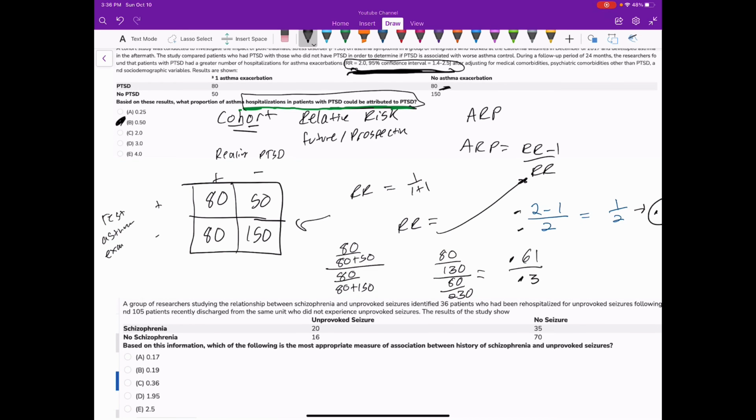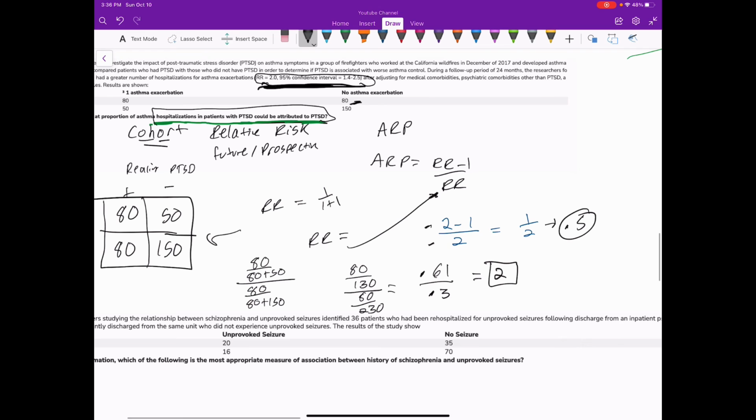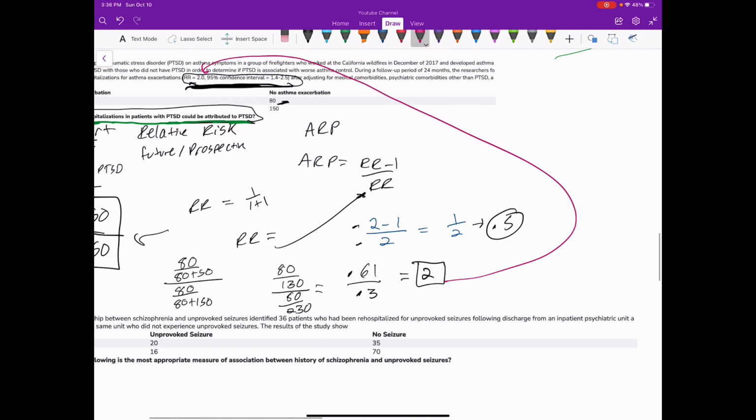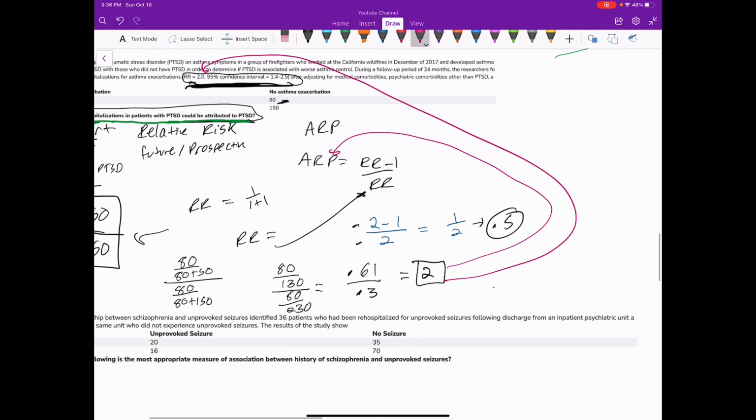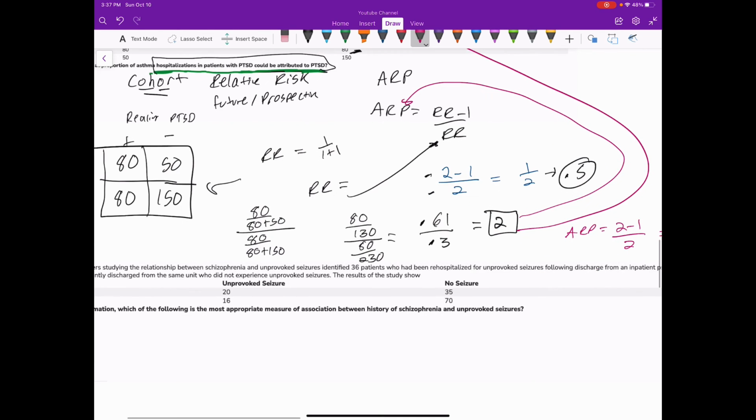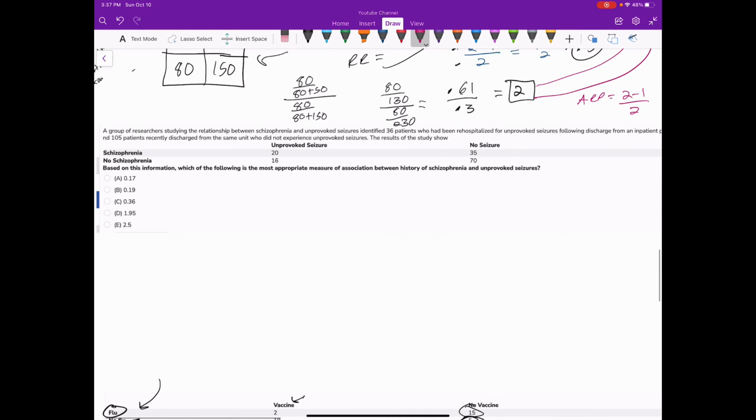And then I'm going to do 0.61 over 0.3, and I'm going to end up with 2. Okay, so we have our number 2. Same exact number that they gave us, right? RR equals 2. And now if we have 2, we just put it back into our equation, the ARP one. ARP equals 2 minus 1 over 2 equals 1 over 2 equals 0.5. Not too shabby. All right, last one.